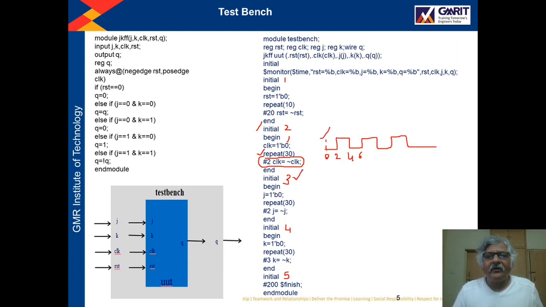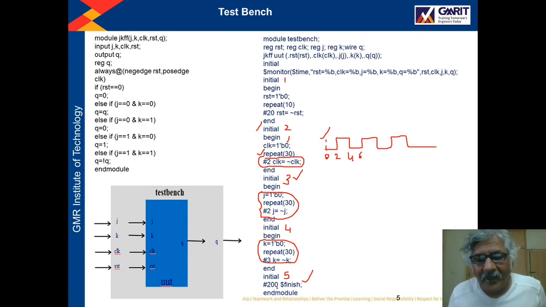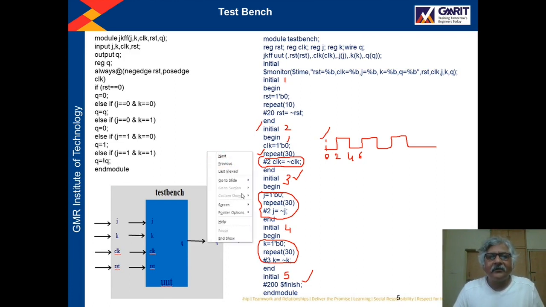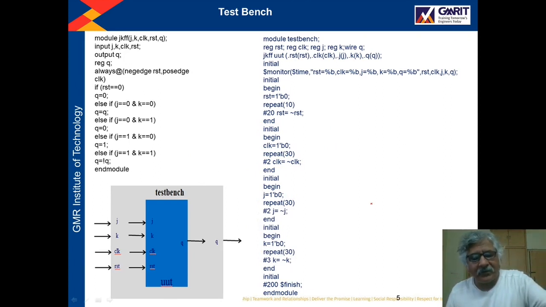Now you come to the initial block number 3. So this block is used to assign the value to the J input. Initial block number 4 is used to assign the values to K input, right? And initial block number 5 has $finish 200. So at 200 unit time after the start of the simulation, the simulation will stop, right? So in this way, this is the test bench. Now I will show you this test bench demonstration.